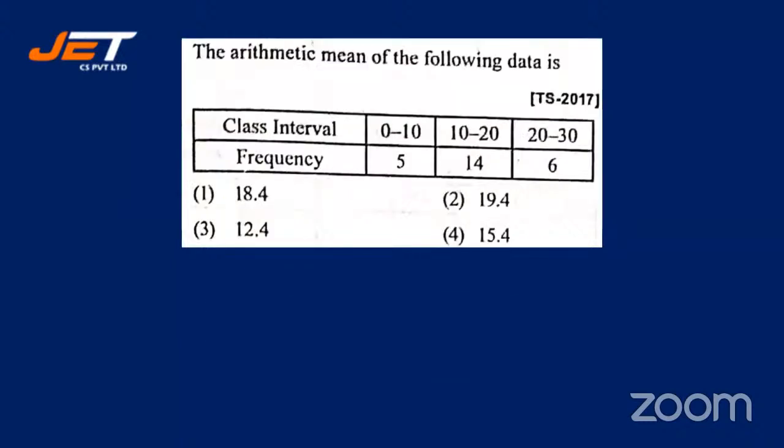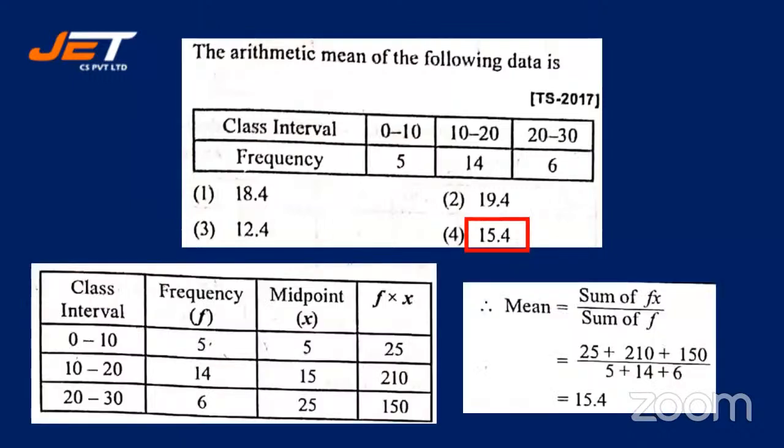The arithmetic mean of the following data is. Now they're asking you the arithmetic mean. Class interval is given, frequency is given. So for this, we need to find out, this is how you work out. And just quickly see the monitor. Class interval is 0 to 10, 10 to 20, 20 to 30. The frequency is 5, 14, 6. And you need to find out the midpoint. What is the midpoint? Upper limit plus lower limit divided by 2.